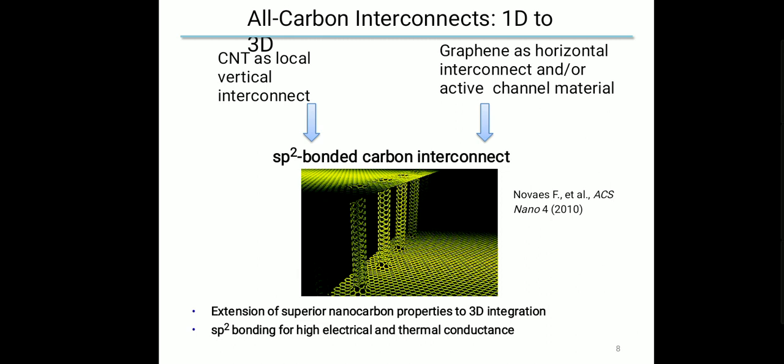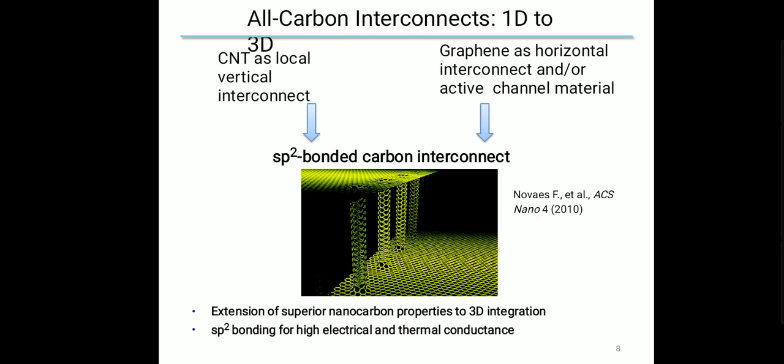CNT as local vertical interconnect. Graphene as horizontal interconnect and/or active channel material. So both have sp2 bonded carbon interconnect. Both have sp2 hybridization between carbons. You can see the structure of this 3D.